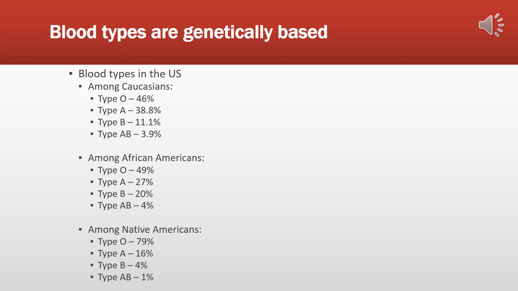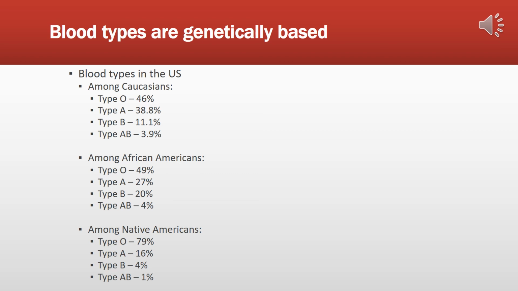Now here's the breakdown for African Americans. 49% have type O, 27% have type A, 20% have type B, and 4% have type AB. And then finally we have blood type among Native Americans. 79% have type O, so we have quite a few more individuals with type O blood. 16% have type A, 4% have type B, and 1% have type AB.